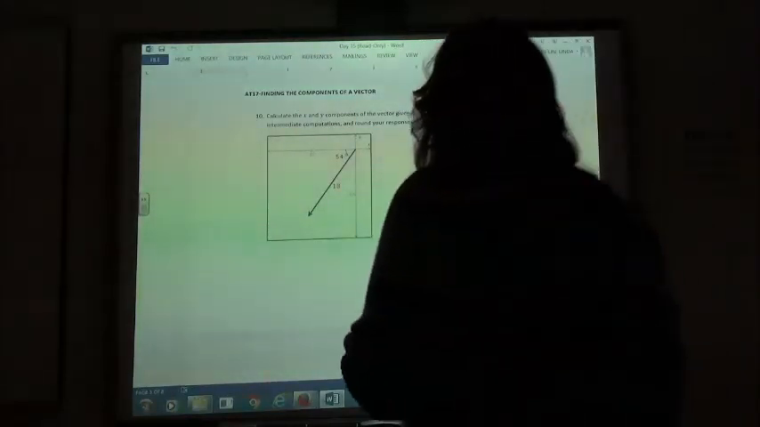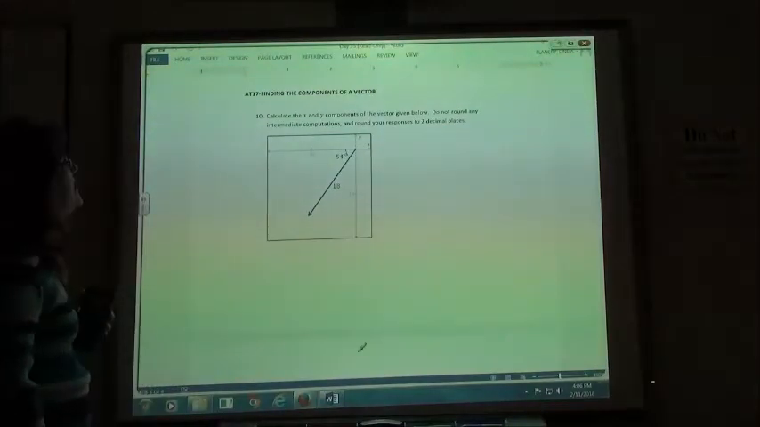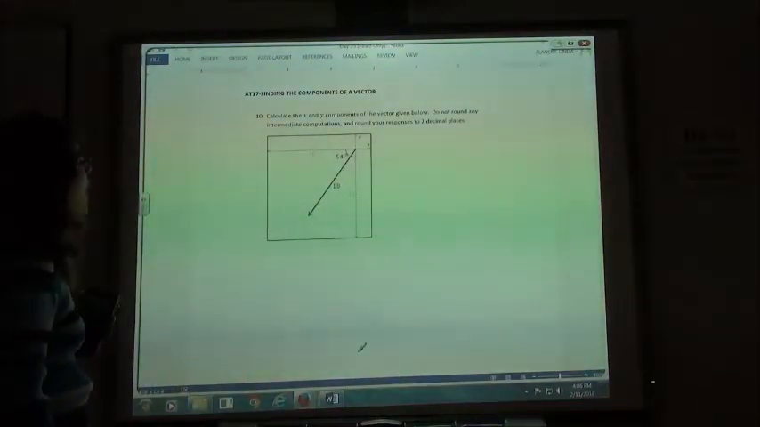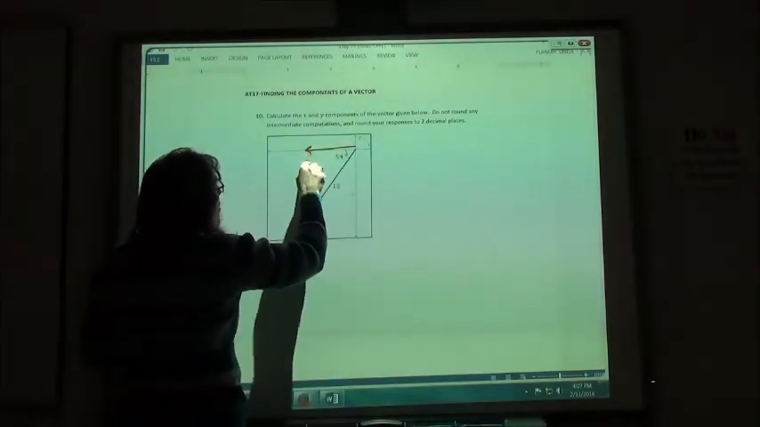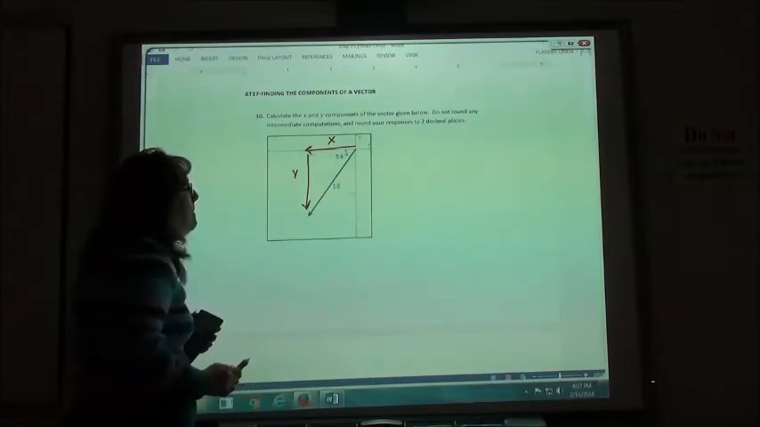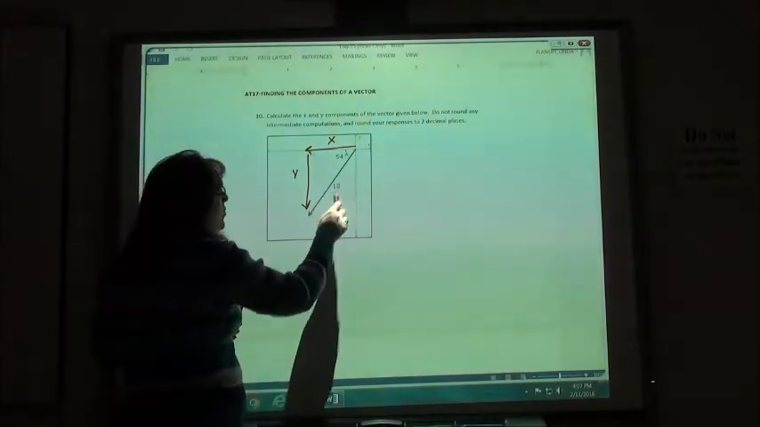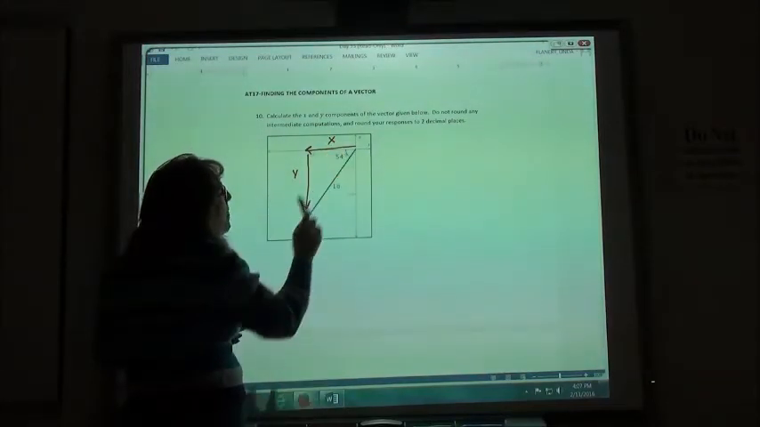10, 11, and 12 are finding the components of the vector. It says calculate the x component of the vector and the y component of the vector. So in other words, we want to find this distance here and this distance here, the x and the y. We know the hypotenuse, so in order to find x, we have the adjacent and the hypotenuse.